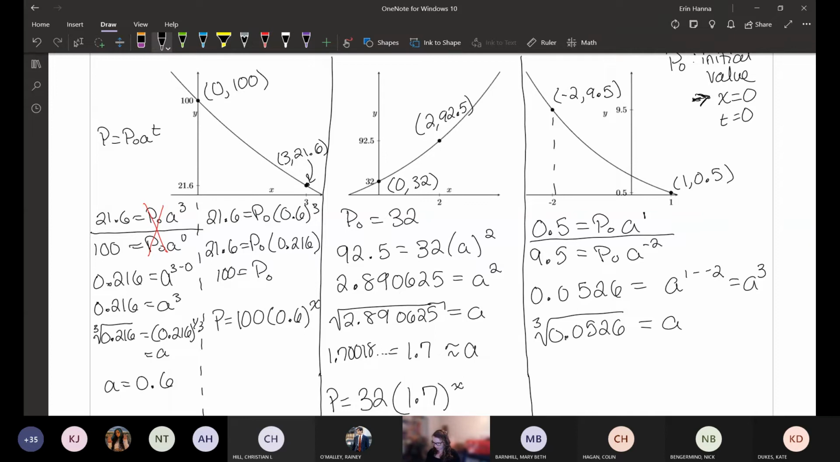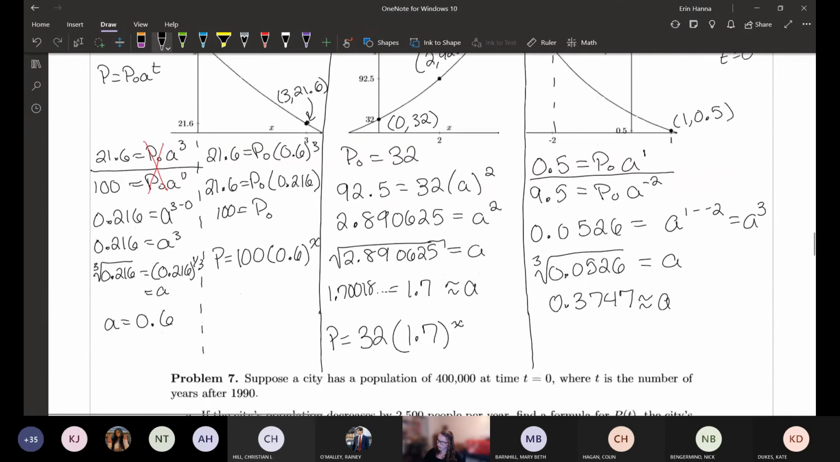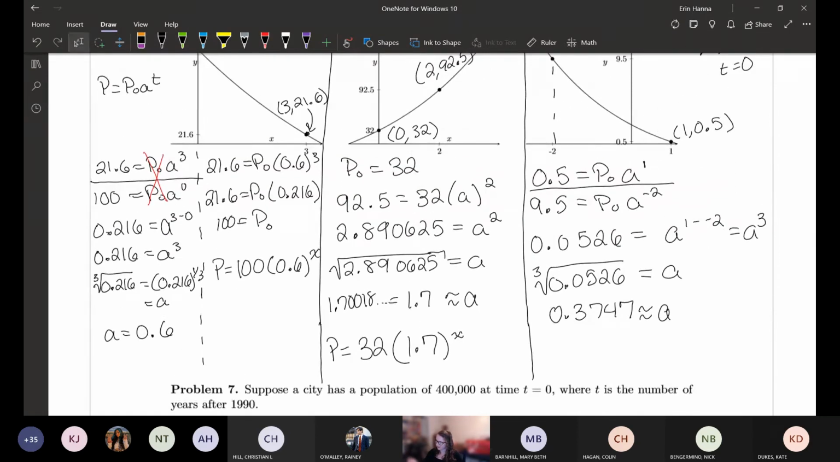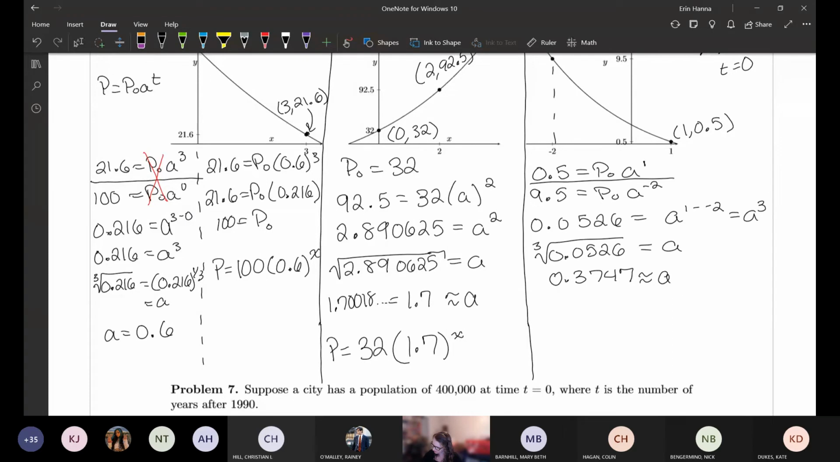0.0526 cube rooted is going to be approximately, let's also take 4 decimal places again, 0.3747, so that would round up to 7. I wrote way too large when I was doing that because I forgot that I have a whole other step to do. So let me try to squish this a little bit back.